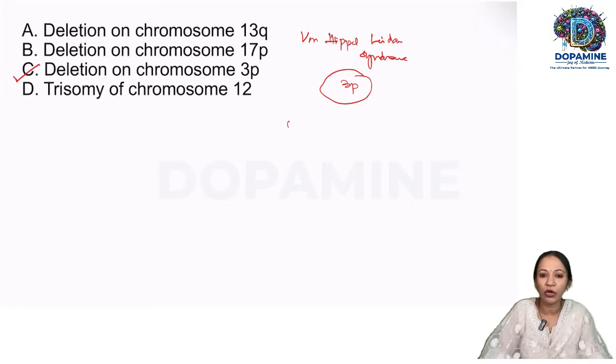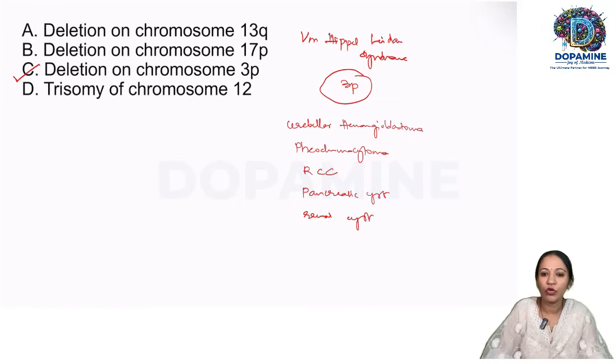So these people, what are all the components? The scenario says very clearly they will have cerebellar hemangioblastoma. They can also have pheochromocytoma, renal cell carcinoma, RCC. They can have cysts in the pancreas, pancreatic cyst, renal cyst. So all these are possible. Von Hippel-Lindau, what is this von Hippel-Lindau gene? This is actually a tumor suppressor gene.